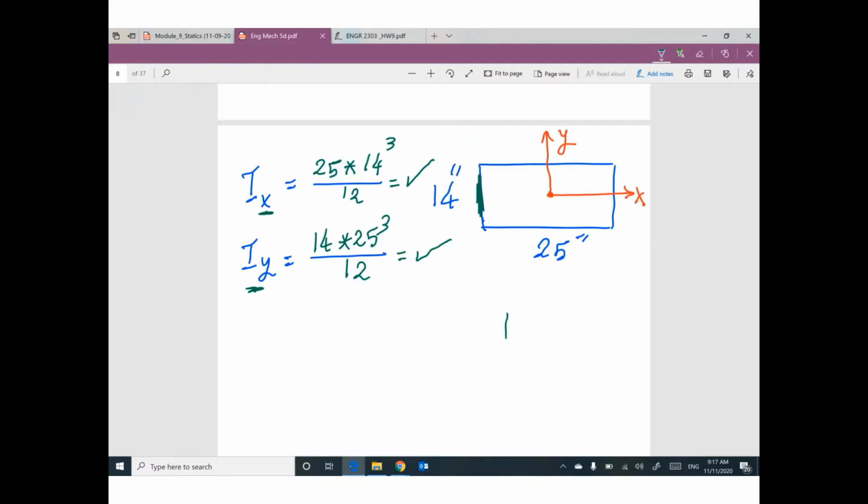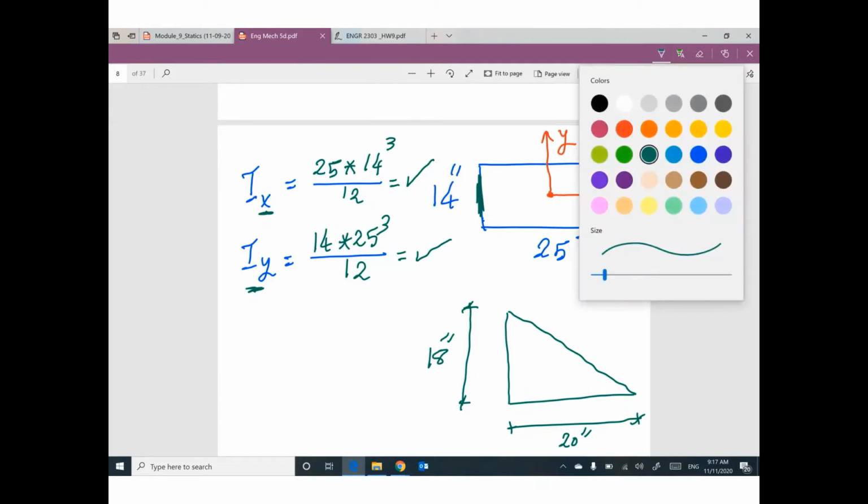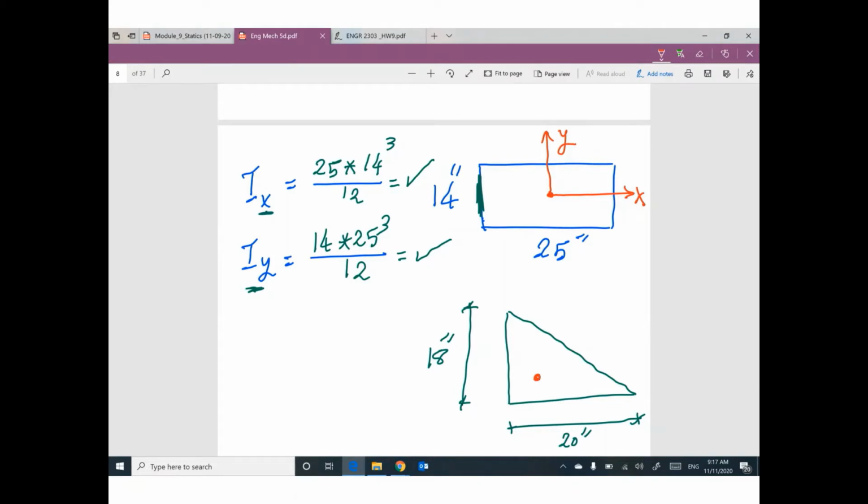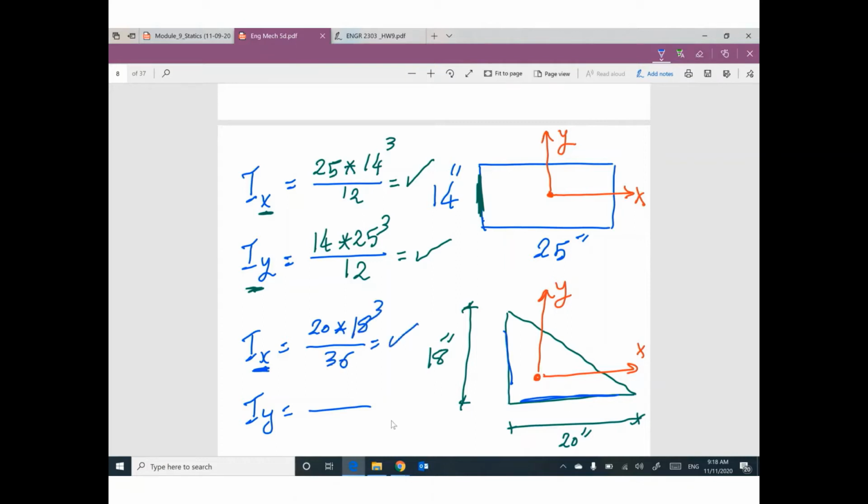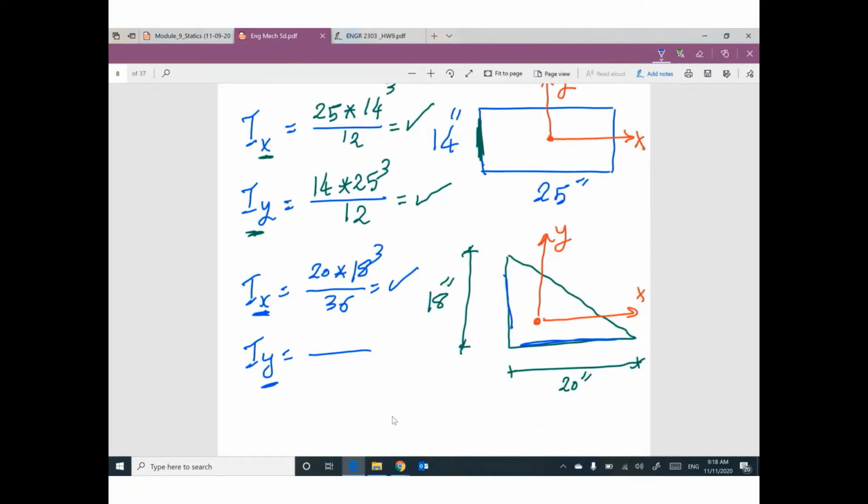So if you have a right angle triangle like this one, the base length is 20 inch. The height is 18 inch. The centroid of this right angle triangle is here. Do you remember that? And we have the x-axis and the y-axis. If I'm asking what is the value of Ix and what is the value of Iy, it's very easy. I'm talking about Ix, so parallel to x. Which dimension is parallel to x? 20. Perpendicular to x, 18 cube over 36. So I can figure out the value. Iy, I'm talking about y, so parallel to y, 18, perpendicular to y, 20, cube over 36. So I can figure out the value of Iy.